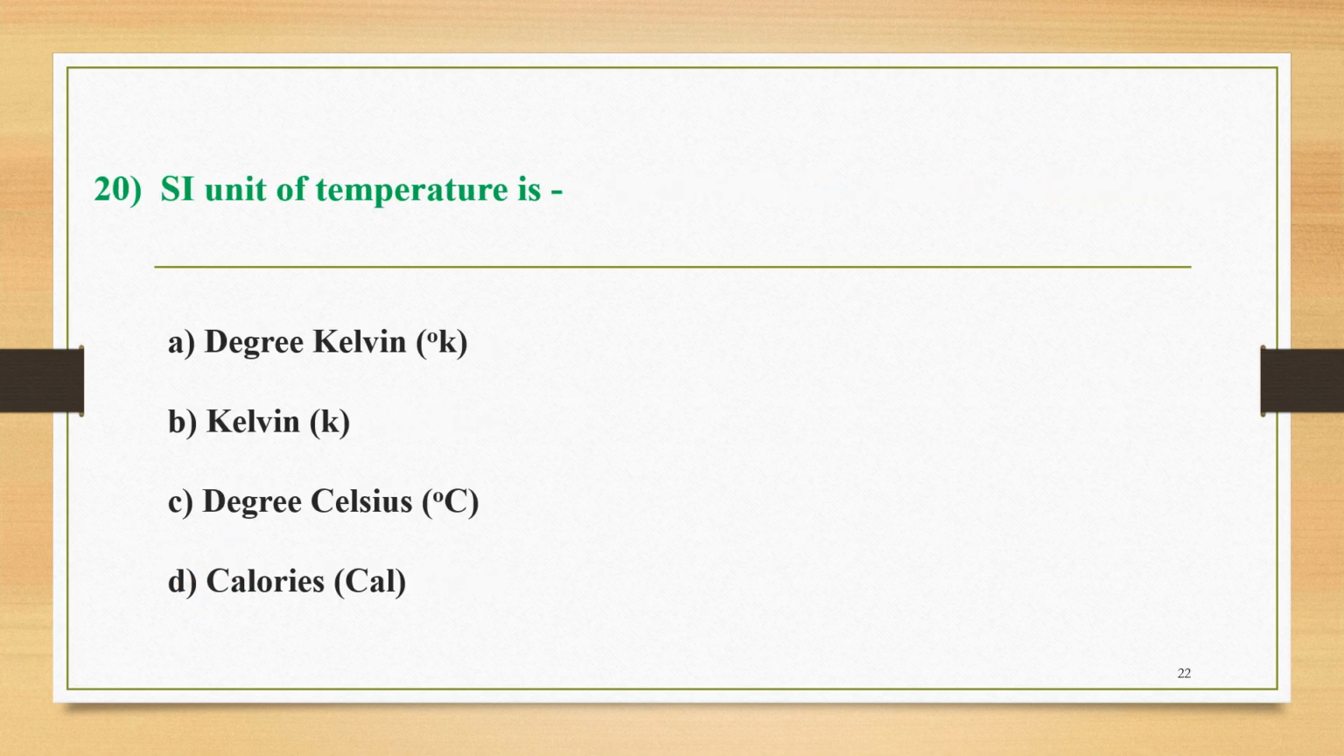The next question number 20 is here. The question is: the SI unit of temperature is, and the four options are: A is degree Kelvin, B is Kelvin, C is degree Celsius, and D is calories. Among these four, the correct option is option B, that is, the SI unit of temperature is Kelvin.